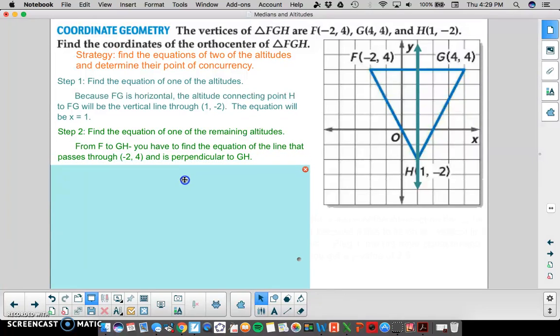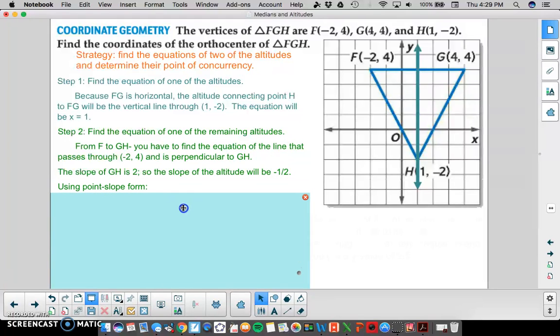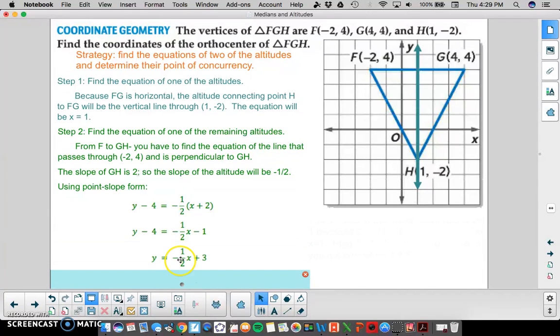So you have to find the equation of the line that passes through point F but is perpendicular to side GH. So you have to determine the slope of GH and then find the negative reciprocal of it. So the slope of GH is 2, so the slope of the altitude will be negative 1/2. Using the point slope form, I get the equation y minus 4 equals negative 1/2 times x plus 2. Distribute your negative 1/2 and add 4. So the equation of the altitude from F to side GH is y equals negative 1/2 x plus 3.